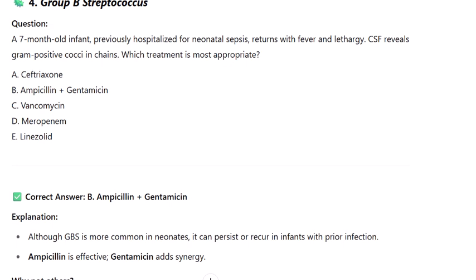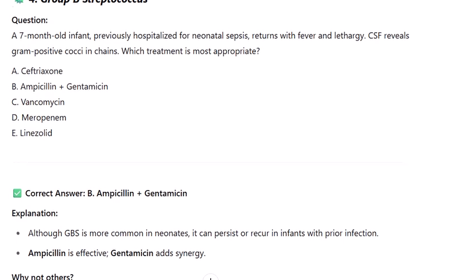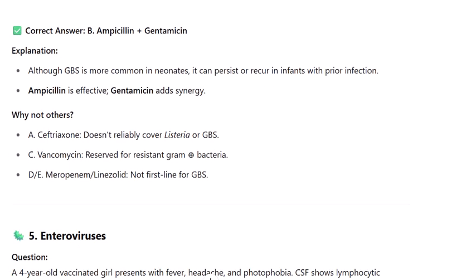Explanation. Although GBS is more common in neonates, it can persist or recur in infants with prior infection. Ampicillin is effective. Gentamicin adds synergy. Why not others? A. Ceftriaxone doesn't reliably cover Listeria or GBS. C. Vancomycin, reserved for resistant gram-positive bacteria. D and E. Meropenem and linezolid, not first line for GBS.